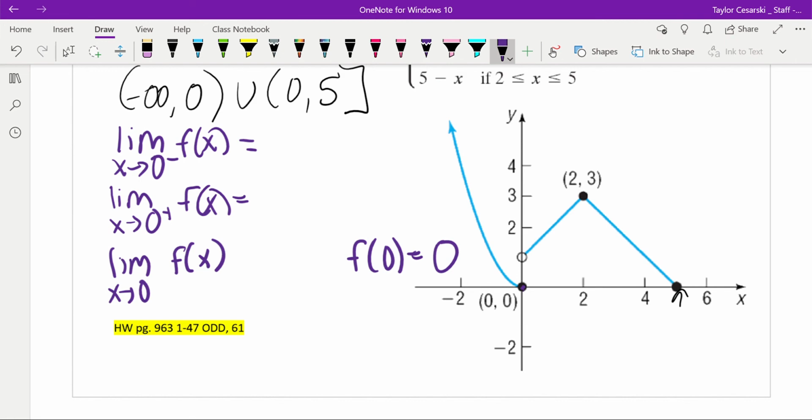Alright, before I can do the overall limit, I need to find the limit from the left. So as I'm coming from the left, it equals 0. As I'm coming from the right, it equals 1. And the limit overall, well, it's different from the left and the right, so the limit does not exist. Okay, and so that's it for limits, one-sided limits, and continuous functions.